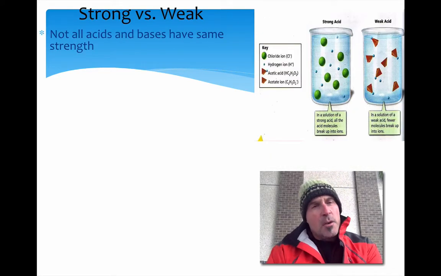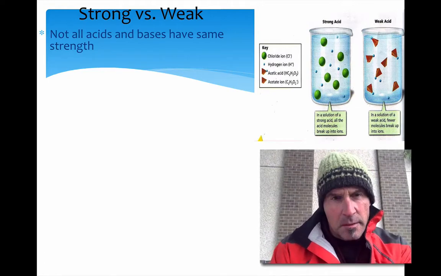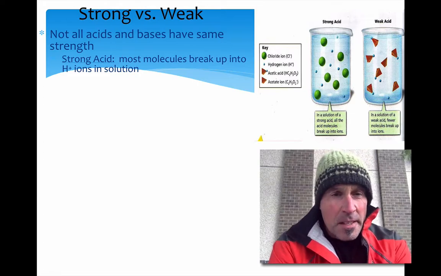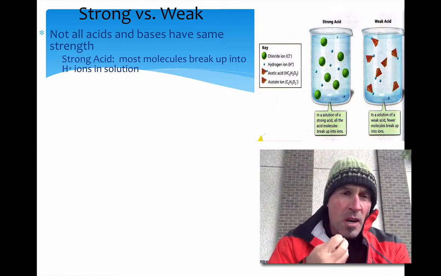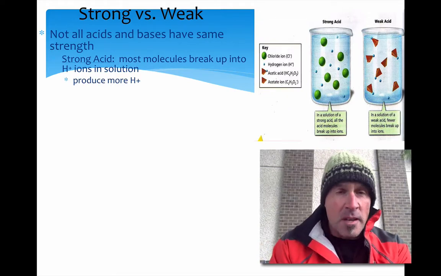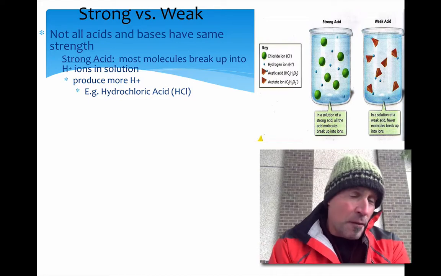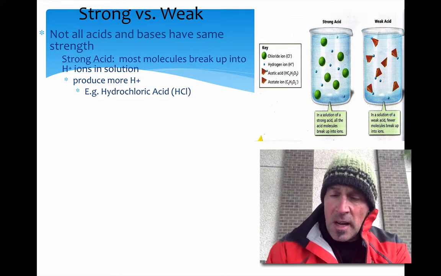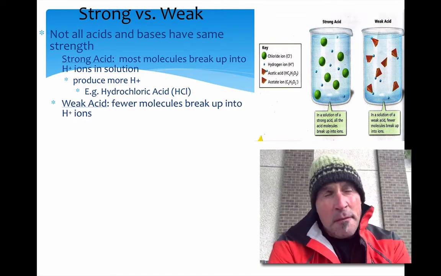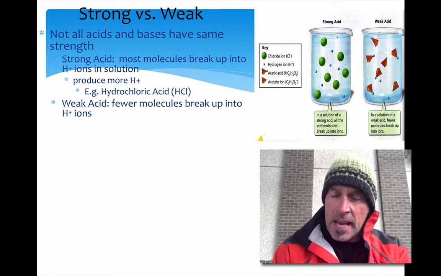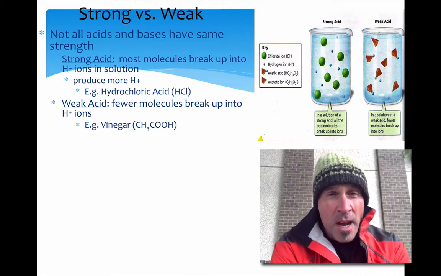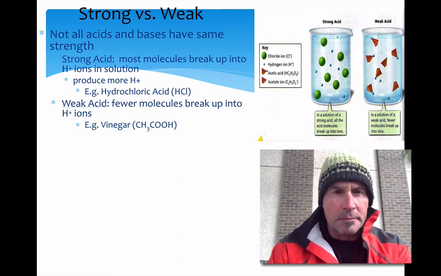Strong versus weak. Okay, so not all acids and bases have the same strength. A strong acid is where more molecules break up into H positive ions in solution. So that means that there's going to be more hydrogen ions in the solution. It produces more H plus. So for instance, hydrochloric acid is going to have more H positive ions in solution. If it's a weak acid, that means that fewer molecules are actually going to break up and head into the solution. So vinegar is actually a weaker acid than hydrochloric acid.